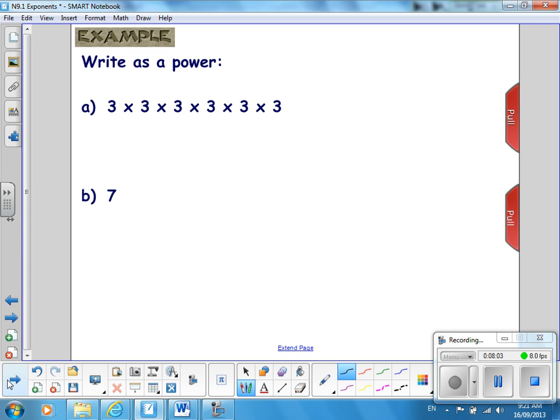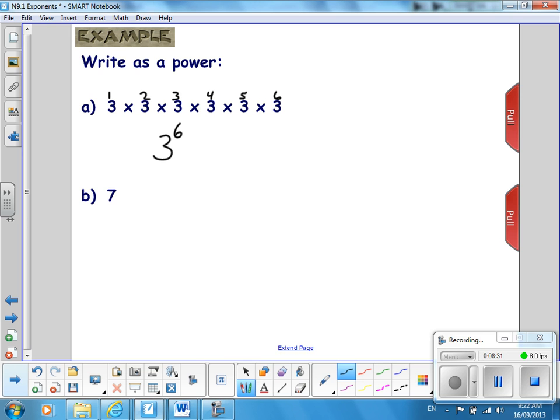Let's write as a power. So what we have right now is repeated multiplication. We want to write that as a power. Now remember, the number that's being repeated, that's the base. So we know that this is going to be 3 to some exponent. To find out what the exponent is, it's how many times this is repeated. And it's repeated 6 times. So it's 3 to the exponent 6.